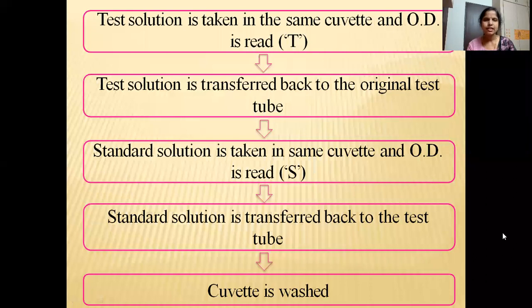Now the cuvette is cleaned, and then we take the test solution in it. We keep that cuvette in the colorimeter and measure the optical density or the absorbance. Then we remove the test solution from the cuvette and fill it with the standard solution. We have to take at least a minimum of 5 standard solutions, and then measure the absorbance for each individual standard solution.